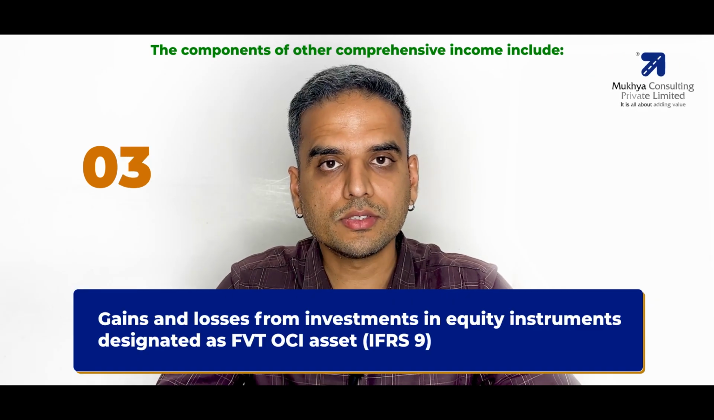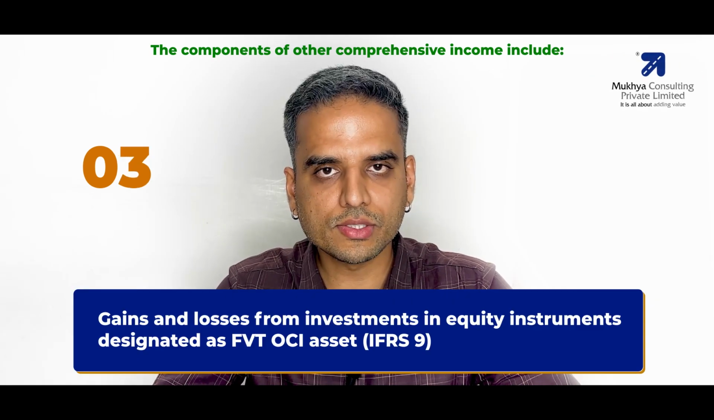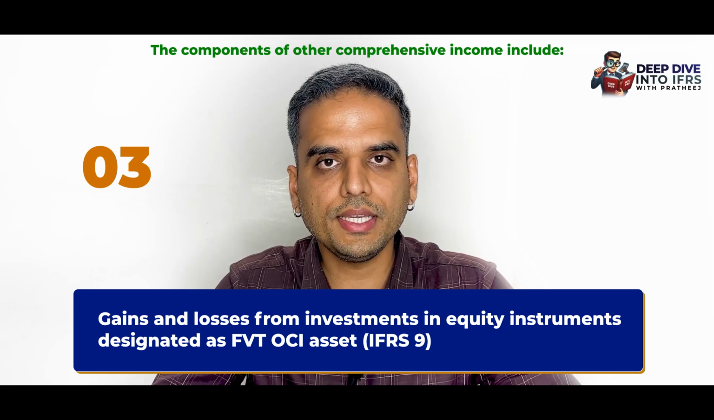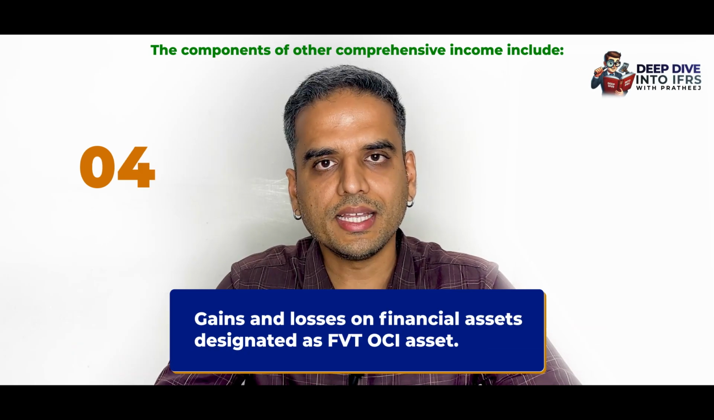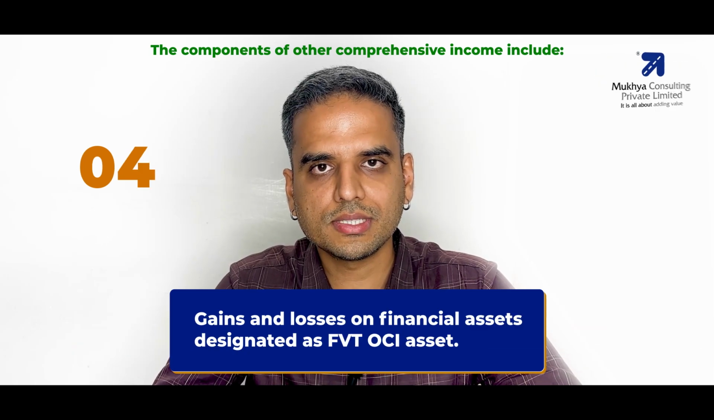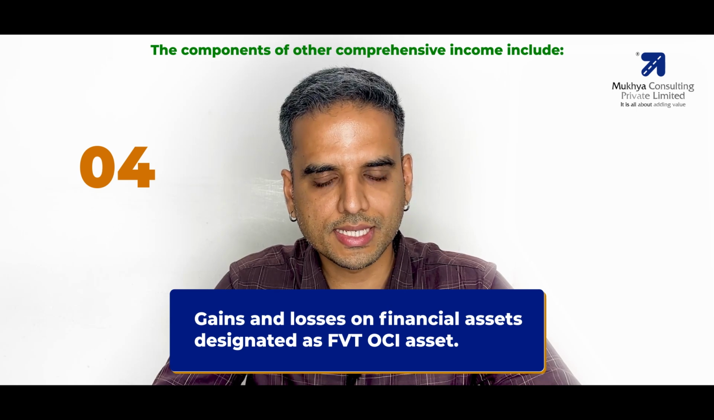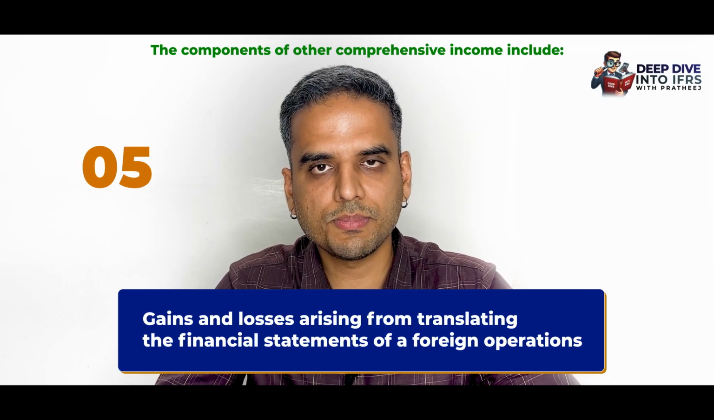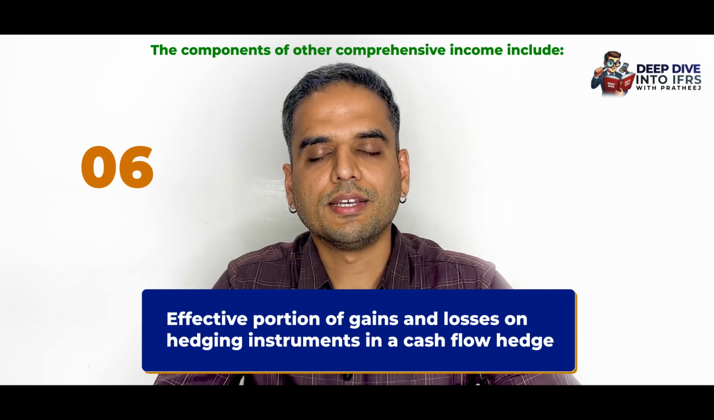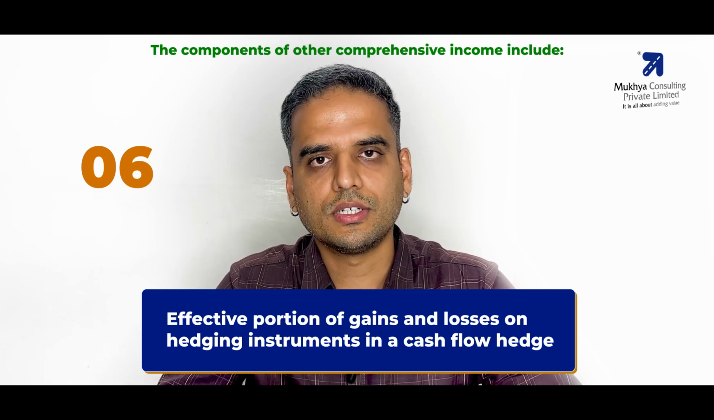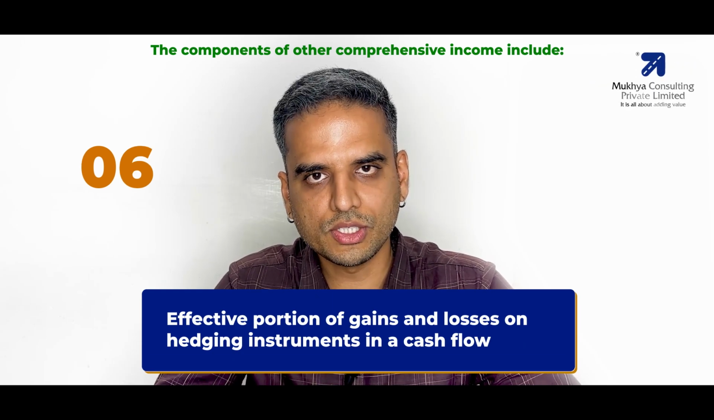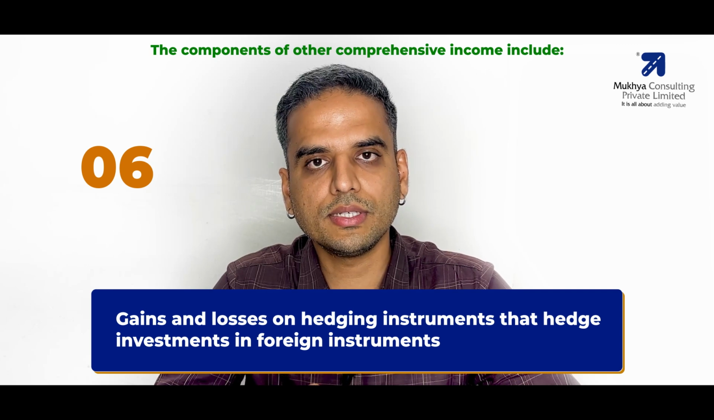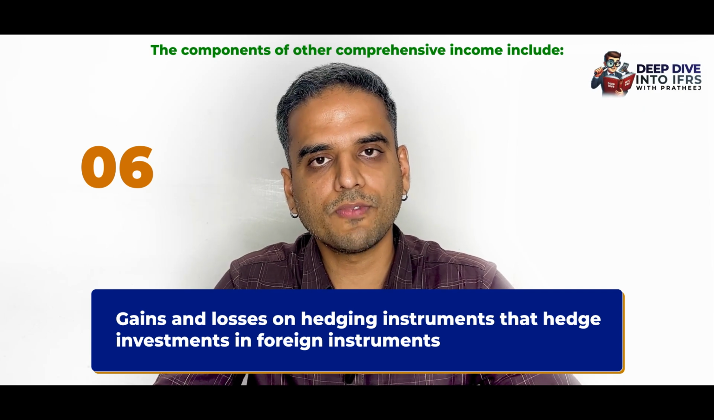Number 3, gains or loss on investments in equity instruments designated as FVT OCI asset. Number 4, gains or losses in financial assets designated as FVT OCI asset. Number 5, gains or losses on translation of financial statements of foreign operations. Number 6, effective portion of gains or losses of hedging instrument in a cash flow hedge and gains or losses of hedging instruments that hedge investments in foreign operations.